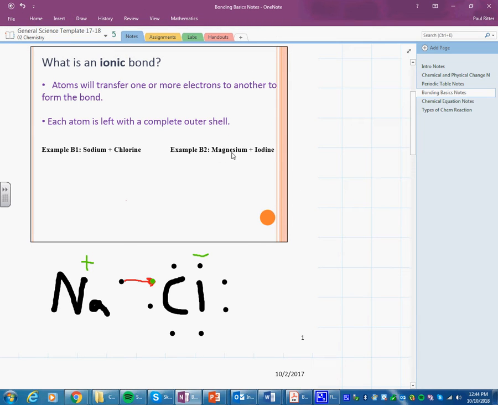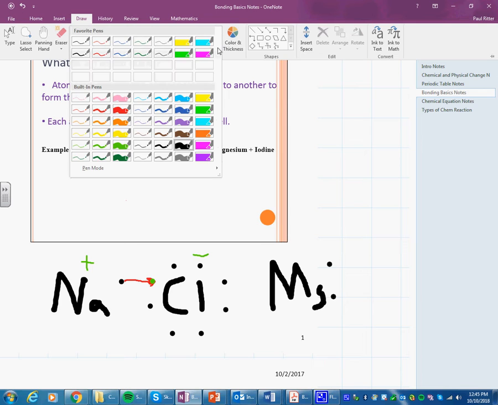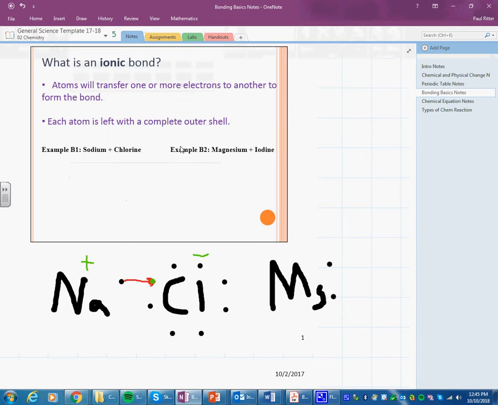Let's do another one. Okay, here we go. Magnesium and iodine. Magnesium, Mg, is in column 2, and it has 2 valence electrons. And iodine is in column 7. Now, this is kind of tricky because now all of a sudden you've got to do some math. It's not hard math, but I think you'll understand. Iodine only wants 1. So we're going to put an I here, and if we draw out the electrons, 1, 2, 3, 4, 5, 6, 7.